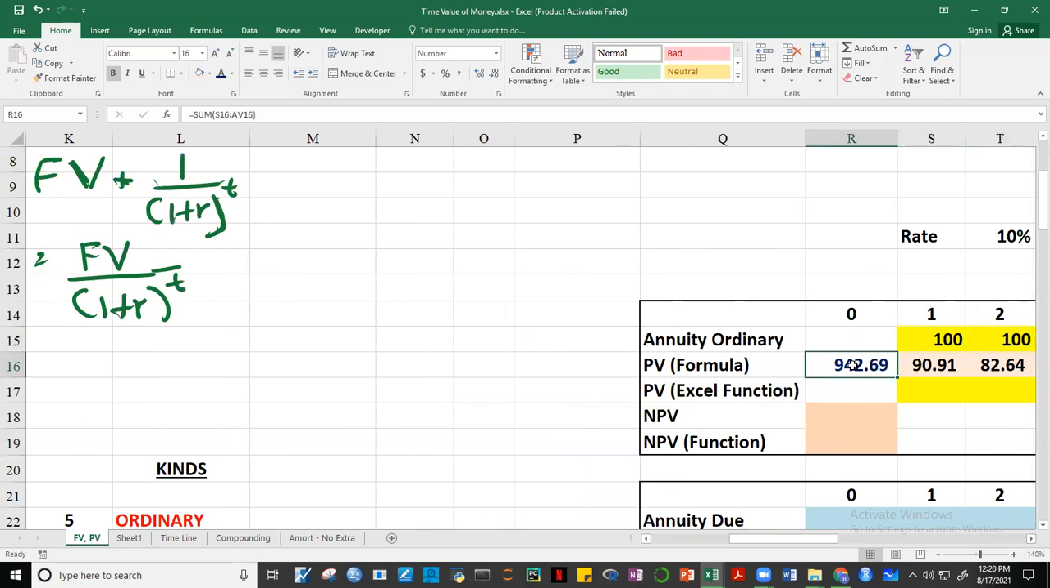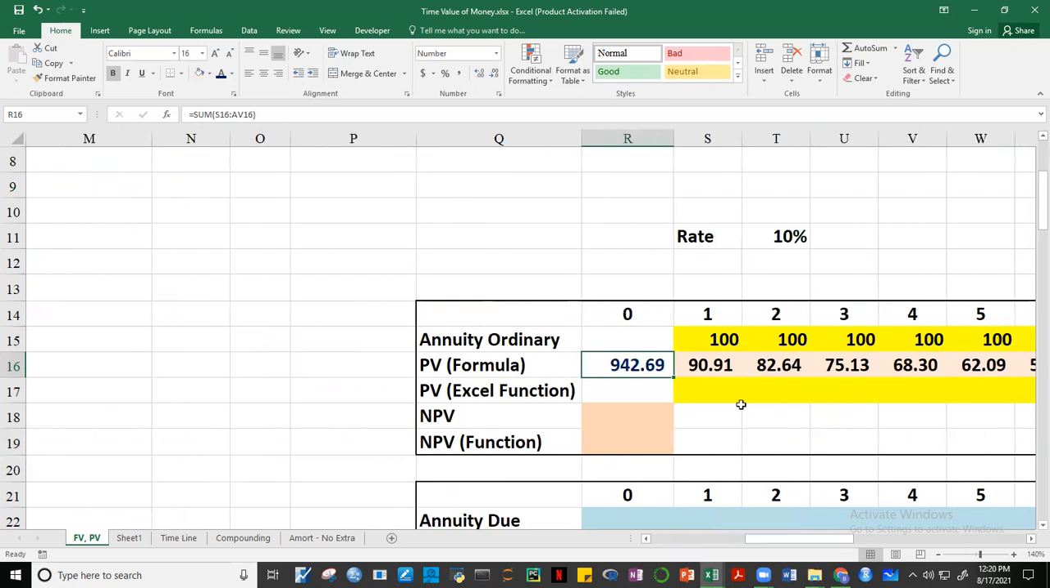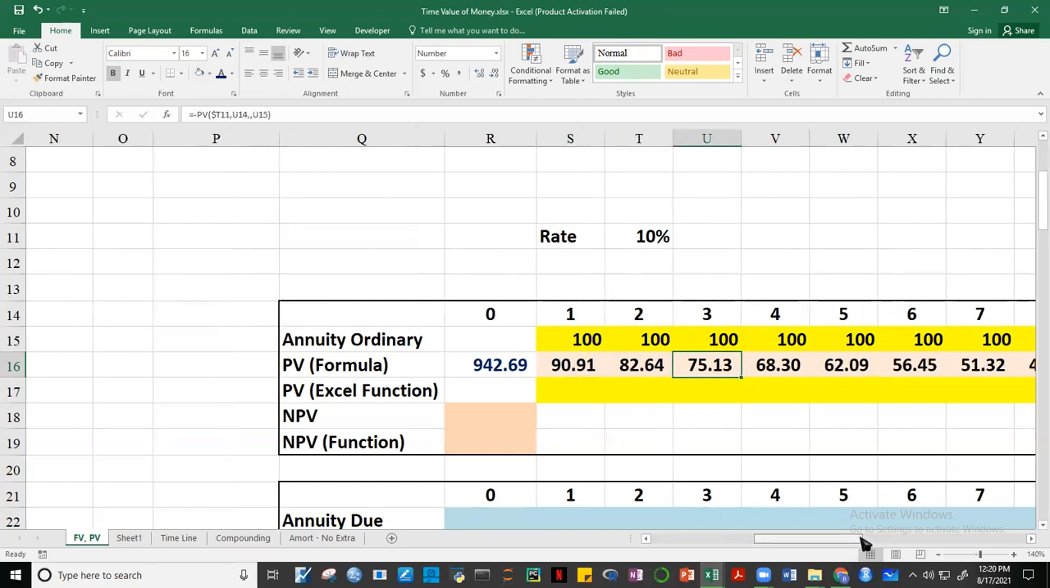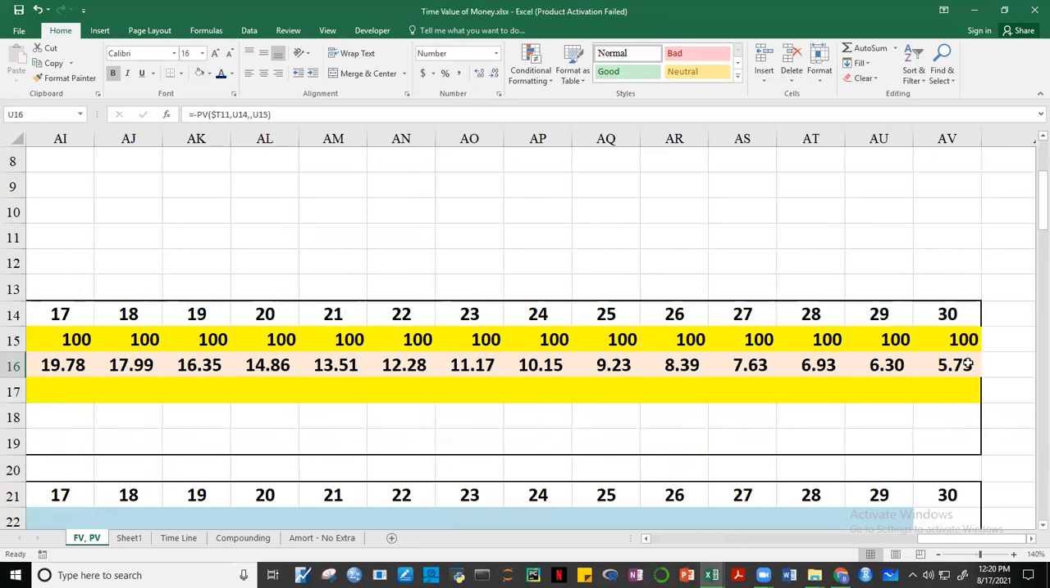Yeah, you end up getting 942. So they are equivalent. Kasi how did we prove that? Di ba? Yung 100, ang ginawa natin dito, kinuha natin yung present value. Ito, 90.91. Ito, 82.75, etc. So we have 30 present values.